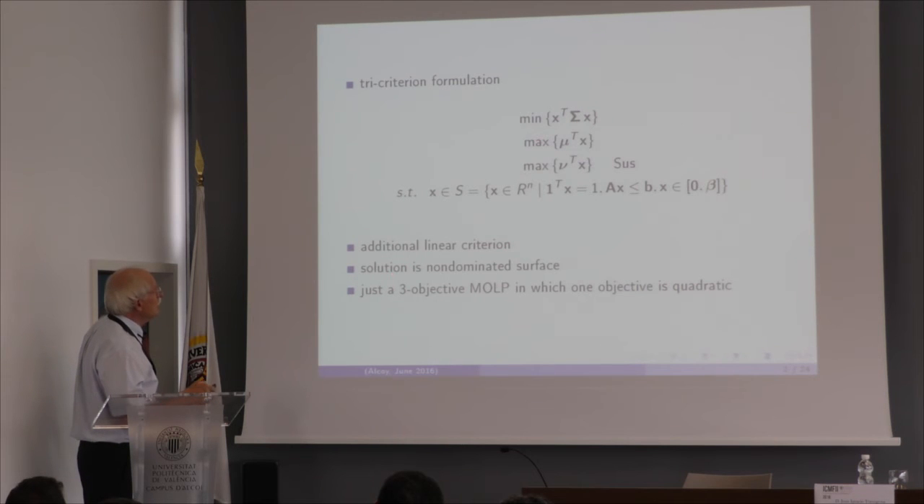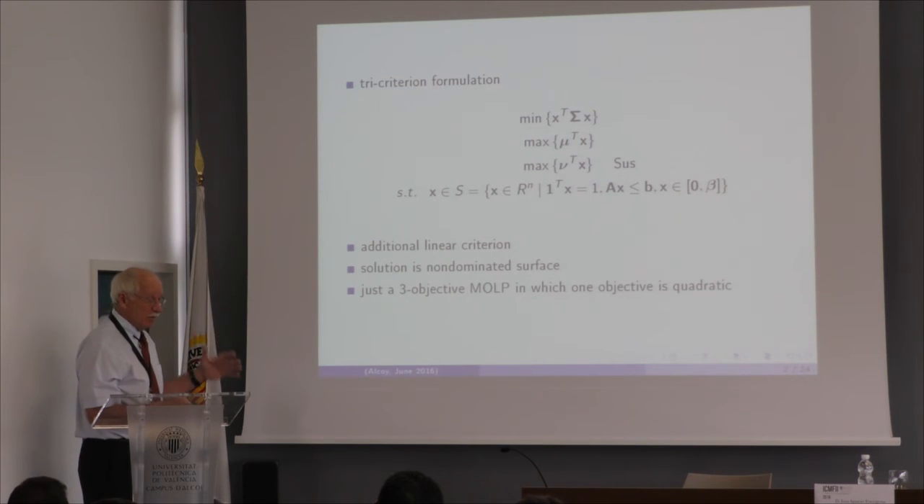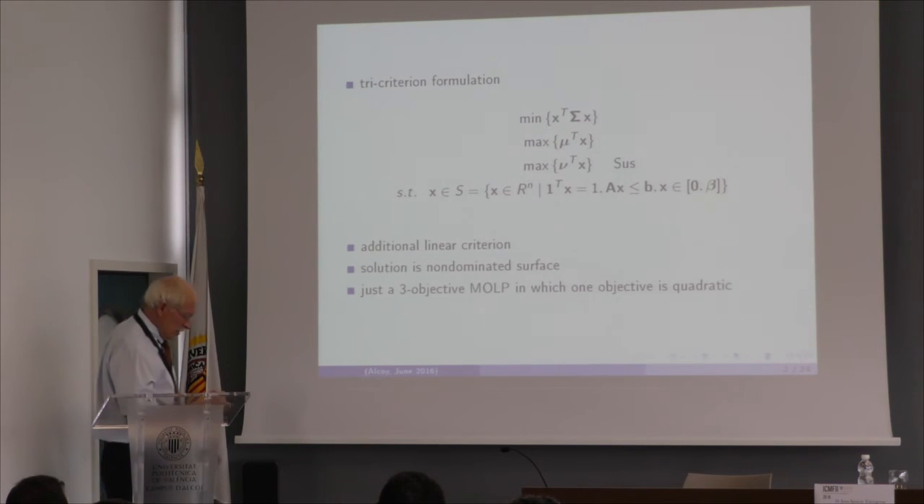And now the solution to this tri-criterion problem isn't a non-dominated frontier, it's a non-dominated surface. Since Markowitz calculated the non-dominated frontier, I'm going to try to calculate the non-dominated surface. I'm going to try to do everything that Markowitz did with two criteria in three criteria. So, once again, I stress this point: it's just a three-objective MOLP, just that one of the objectives is quadratic. That's all a portfolio problem is.